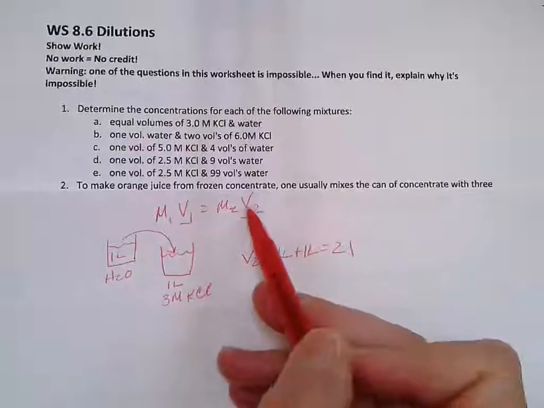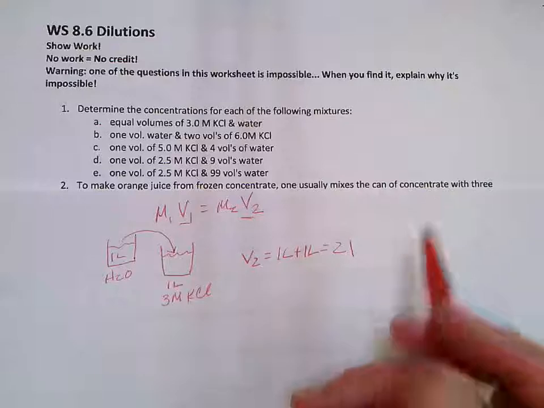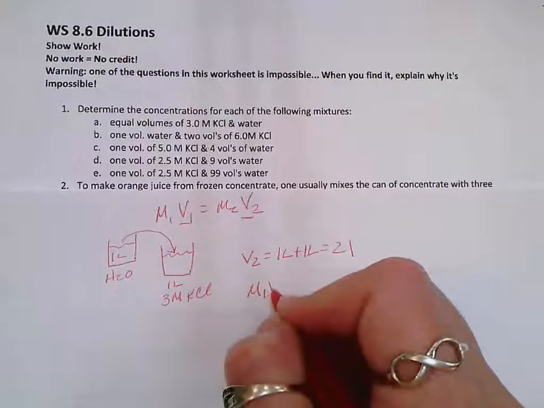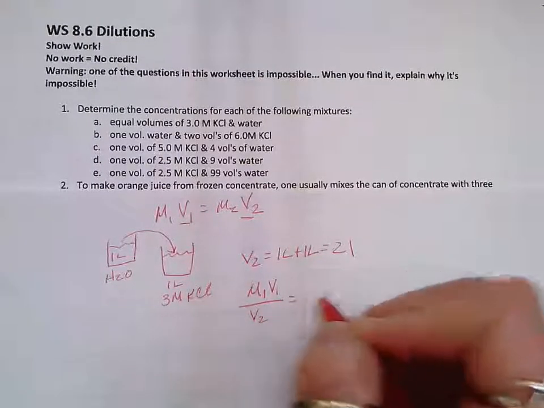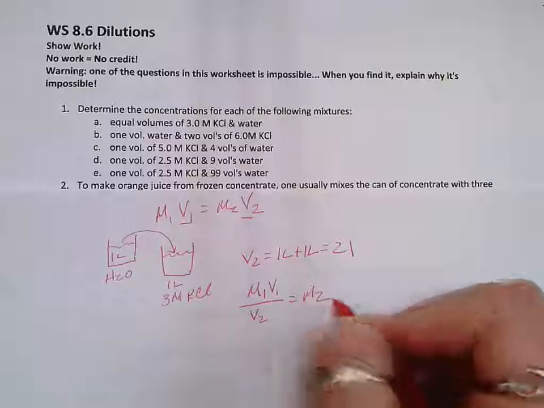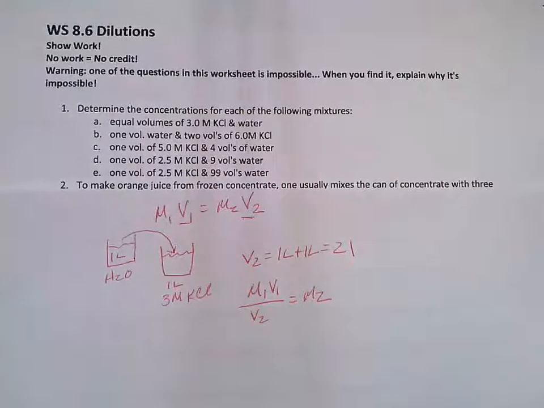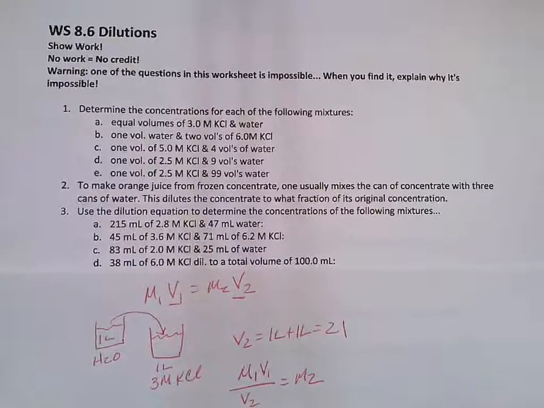So now we have volume 2, we have molarity 1, we have volume 1, and we just solve for volume 2. And so it would be molarity 2 equals molarity 1 times volume 1 divided by volume 2. And then that would give us our new molarity. So that's pretty easy, and I think you can handle those without me doing anything else.